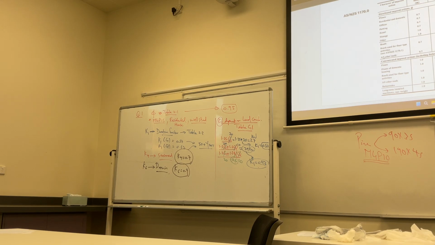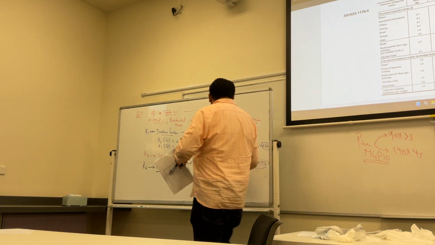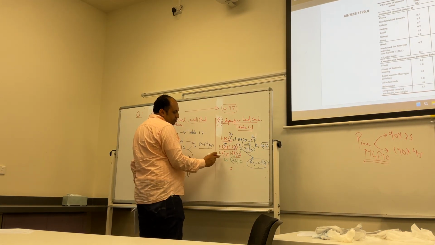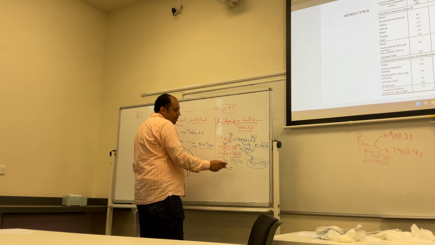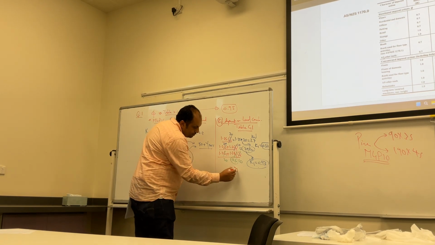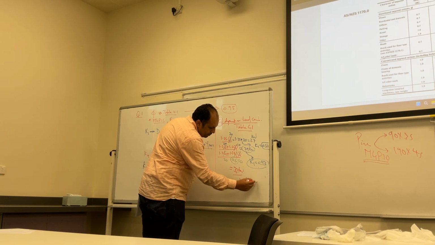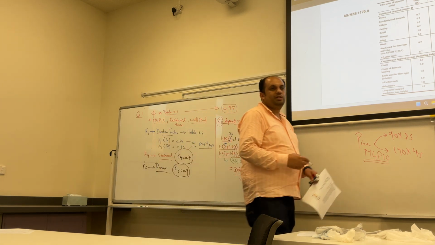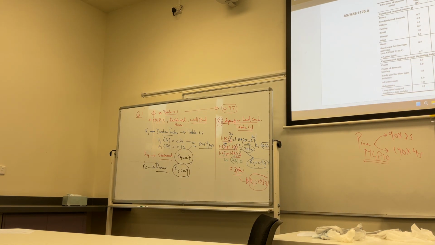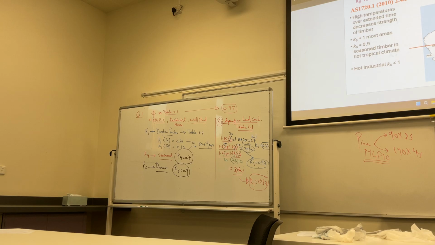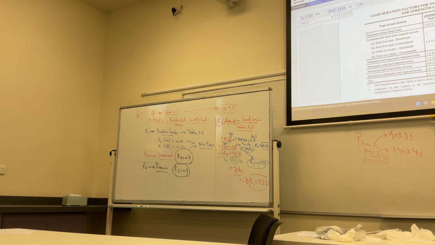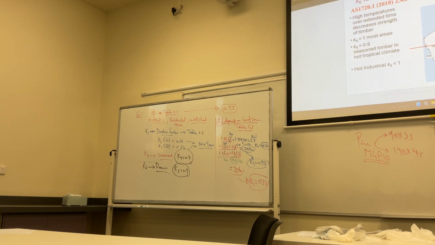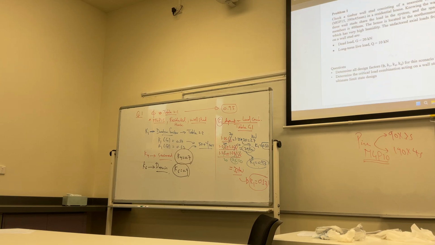So how much is the factor K1? How much is this value first? Can you calculate it for me? 1.2 times 20 plus 1.5, 33 kilonewton. How much is K1 for this one? 0.57. Why is it 0.57? Because it is a long-term live load, the live load is acting for long term. How do I know this is long term? Because this is what he mentioned in the example.